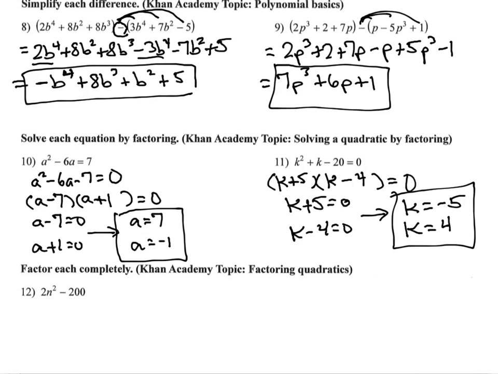Number 12, factor each completely. First thing we're going to do with all of these factoring ones is look for a greatest common factor. I see that we can take a 2 out of each term. So we take a 2 out, it's n squared minus 100.